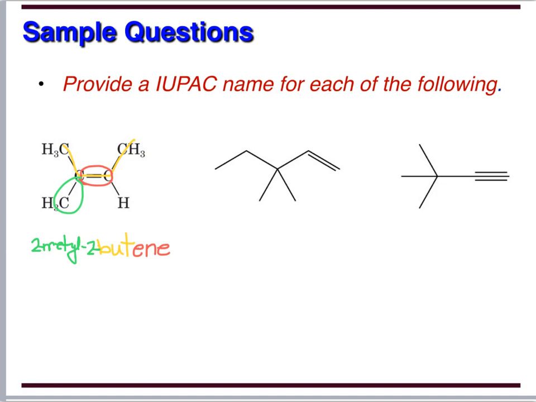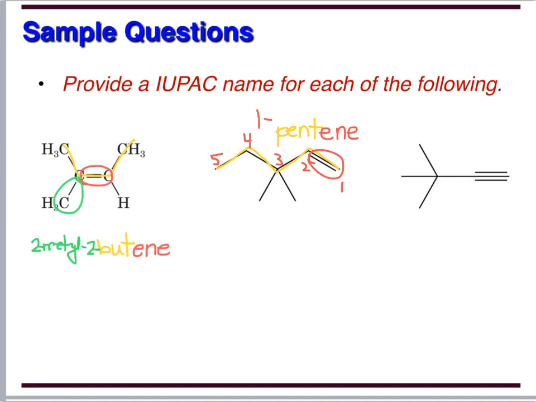Okay, let's try the next one. Longest chain, 1, 2, 3, 4, 5. So I know that longest chain makes it a pent, and it's a double bond, so that's going to be an ene. And it starts at carbon number 1 if I want to number it so that that bond is the smallest number possible. So that's going to be a 1-pentene.